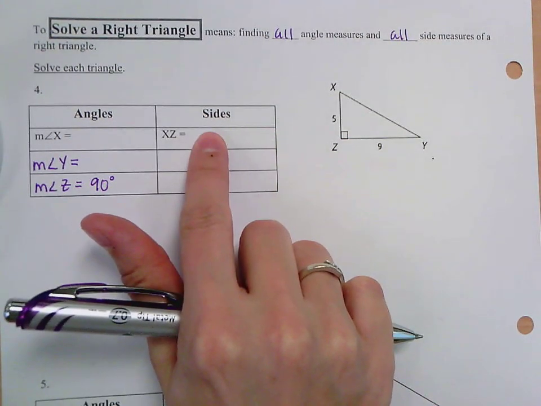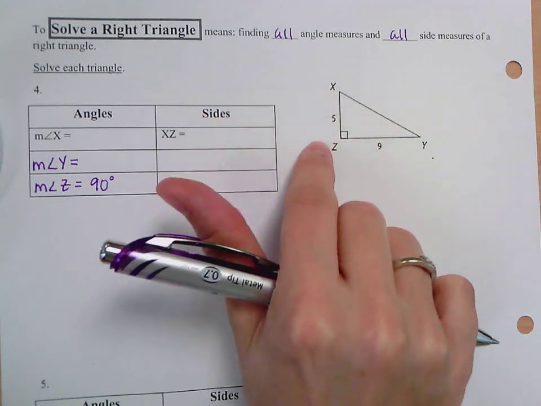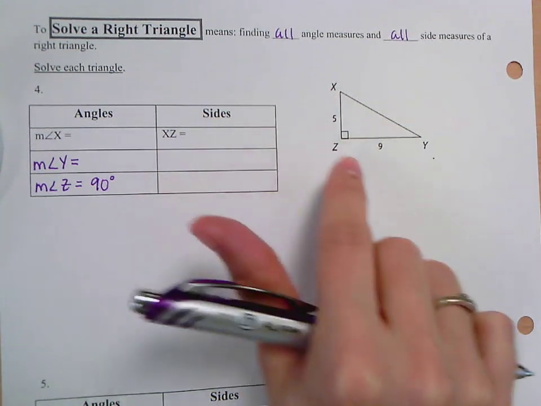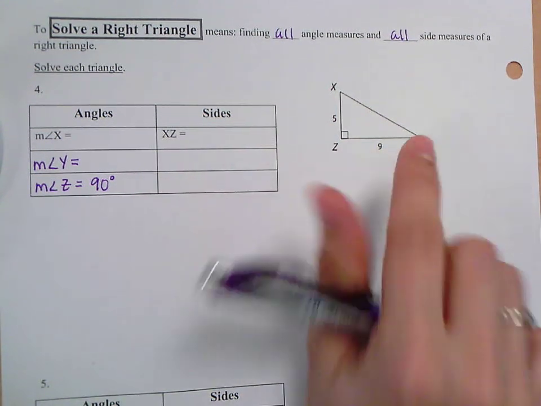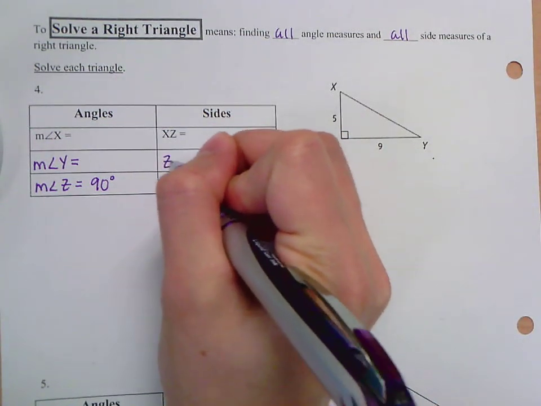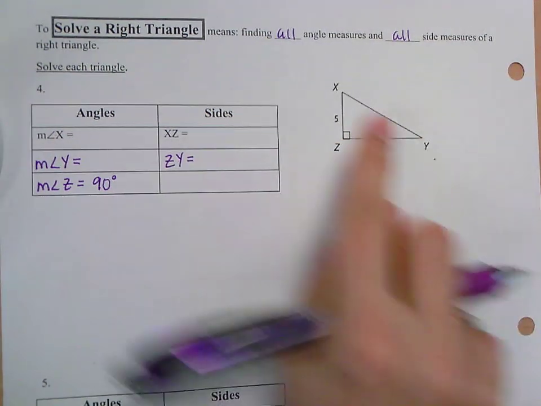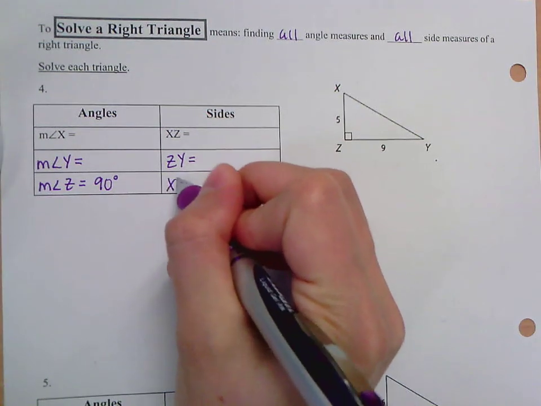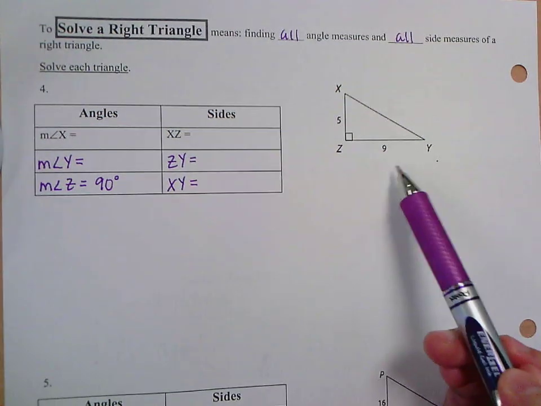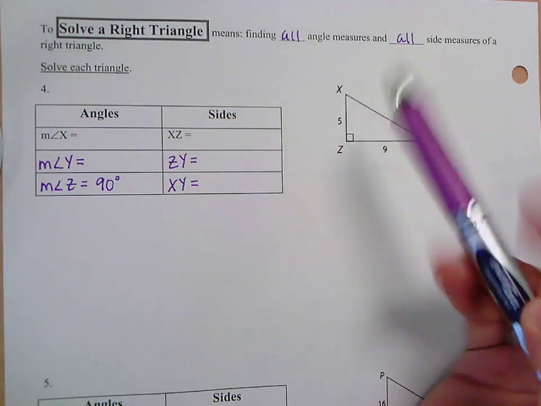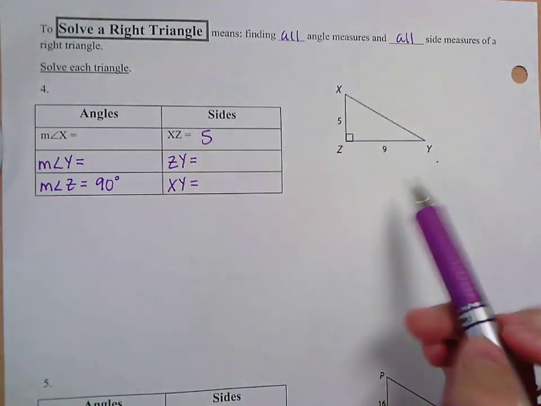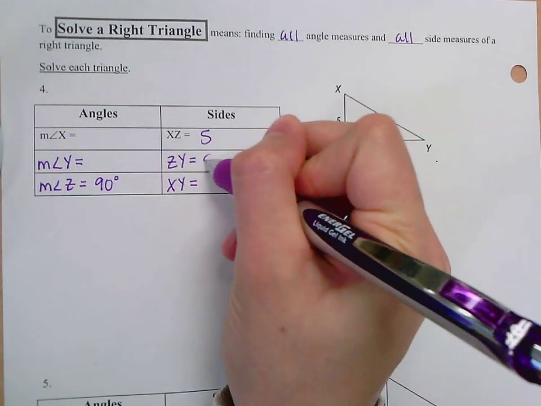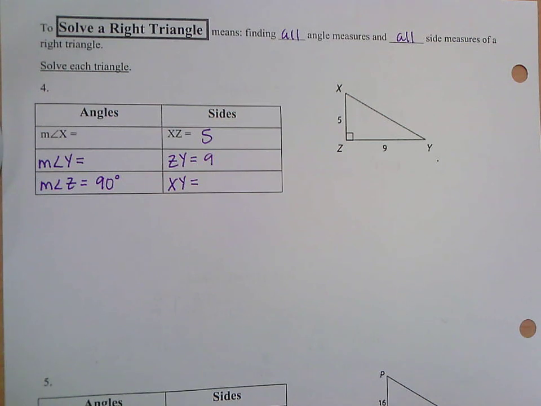For sides, they have written XZ. We also have ZY, or YZ if you wanted to write it that way. And then we also have XY that we need to find. We know 2 of them. XZ we know is 5. ZY we know is 9. So we have 1 side left to find.